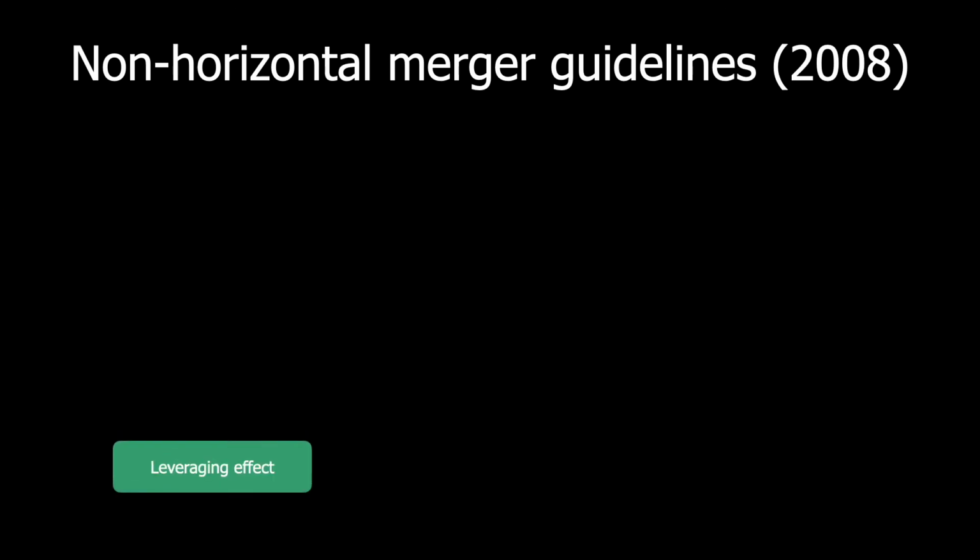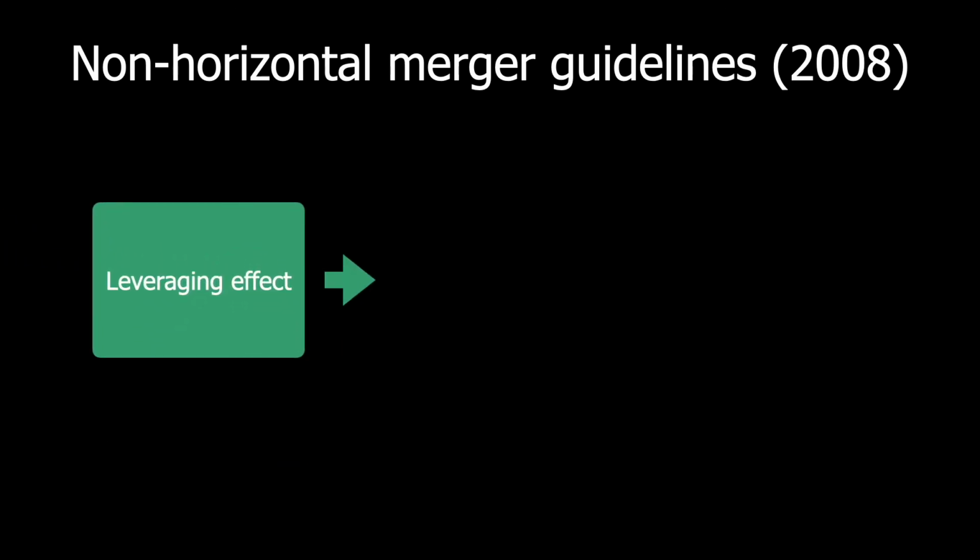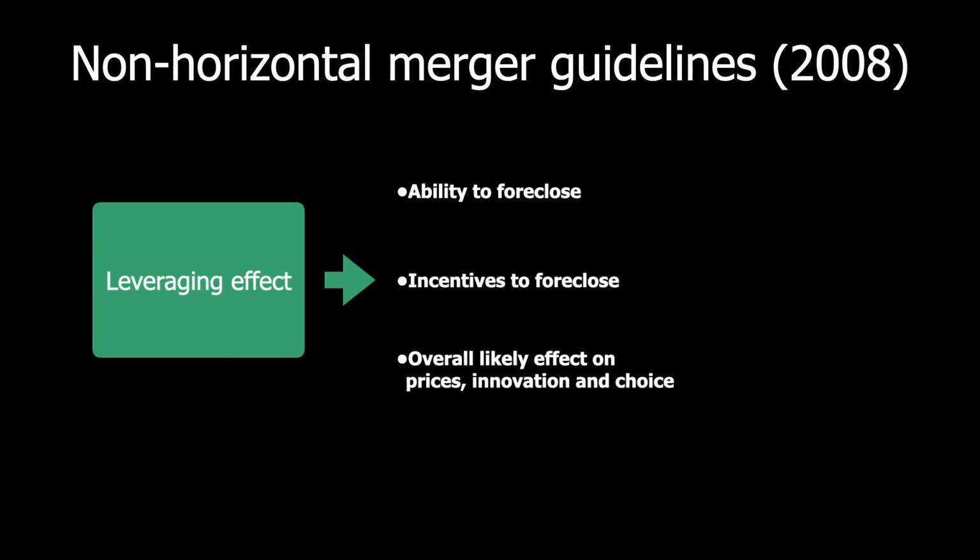The probability that the merger will lead to a leveraging effect therefore requires that we anticipate the effective ability of the merged firm to successfully adopt a leveraging strategy. This means that it is necessary that the merged firm has both the ability as well as the incentives to pursue such an exclusionary strategy. Last but not least, it is also necessary to evaluate the possible impact at the level of price, innovation, and choice.